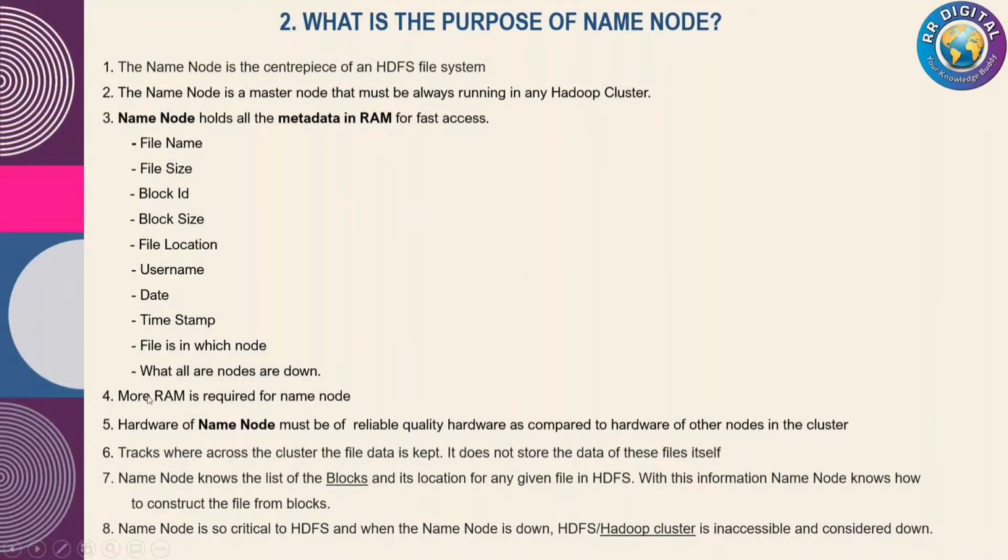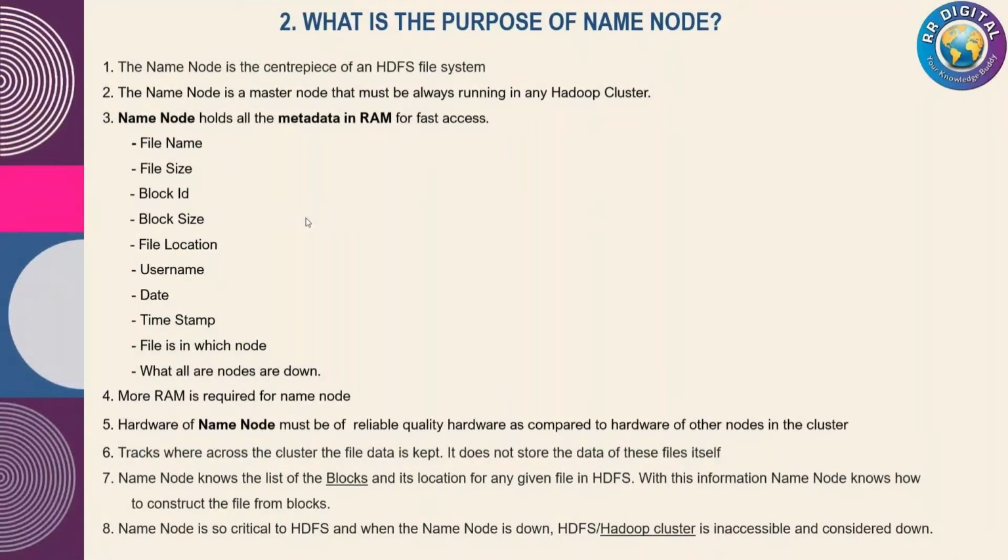And coming to the fourth point, more RAM is required for name node. Okay, so why is more RAM required? Because here metadata is not stored inside a hard disk, it is stored inside RAM memory. At the same time, whenever requests come from users, like in real time, a number of users will interact with name node and a number of data nodes will interact with name node. So each and every request, name node has to reply to very fast.